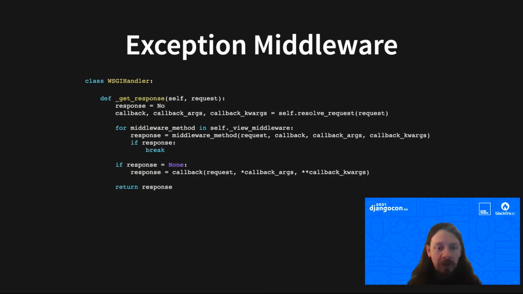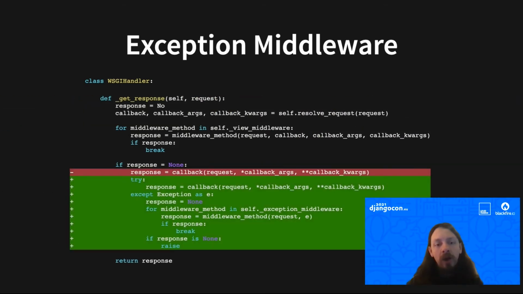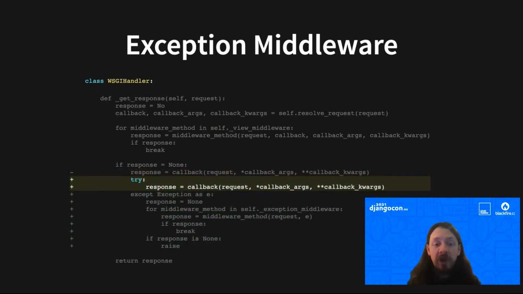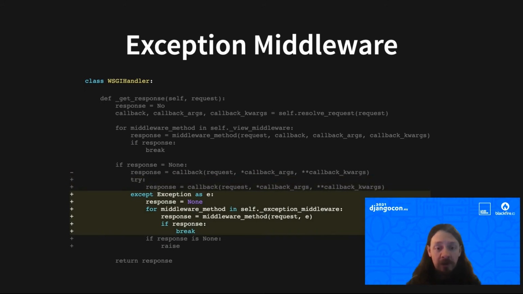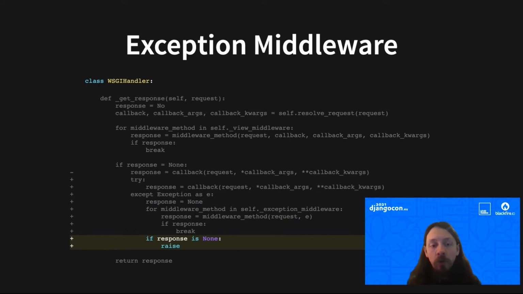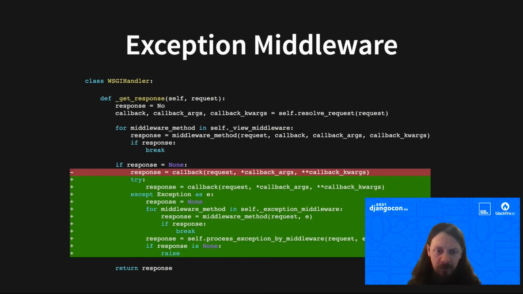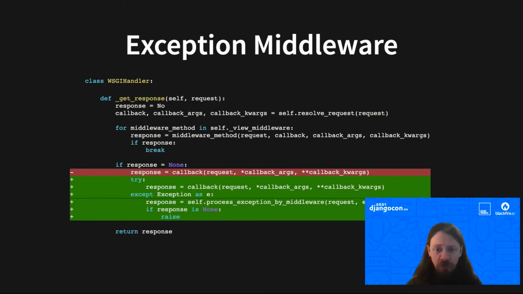What the exception middleware does is, when an exception happens specifically inside the view, we loop through the exception middleware to see if it can handle it. If it does and it returns a response, that's the response that gets passed back down the middleware chain. Otherwise, we re-raise it and it gets handled by the standard exception handling we talked about earlier. This code actually belongs in its own method, so I'll just change that there.